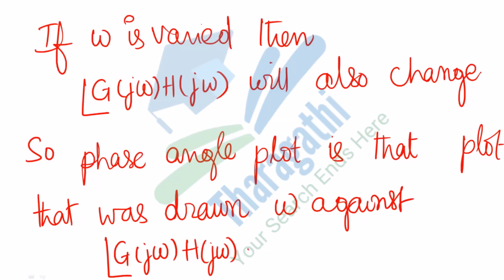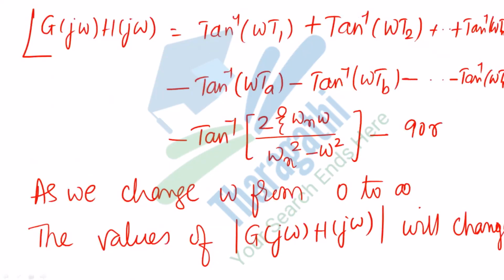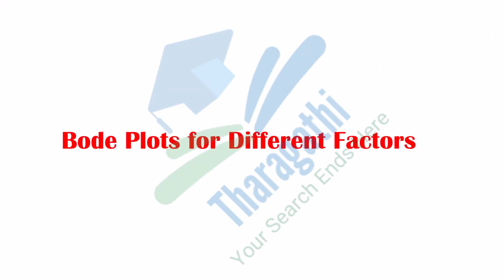So if you observe the phase angle values, these are the phase angle values of G(jω)H(jω). These are also the sum and difference of different factors whose tan inverse value is taken for plotting. Okay. Now we see how to plot the Bode magnitude plot for different factors. So first we start with 20 log k to the base 10.